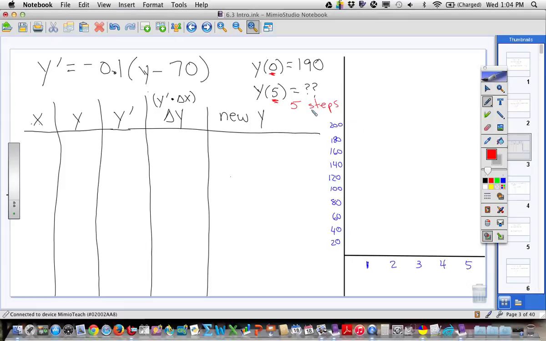So I'm going to tell you 5 steps. That is your signal that I've got to do this one by hand. So 5 steps means the step size, the delta x, is going to be 1. That'll make our calculations easy anyway. So the step size is going to be 1. We start over here with our initial condition. There's our starting point, 0, 190.